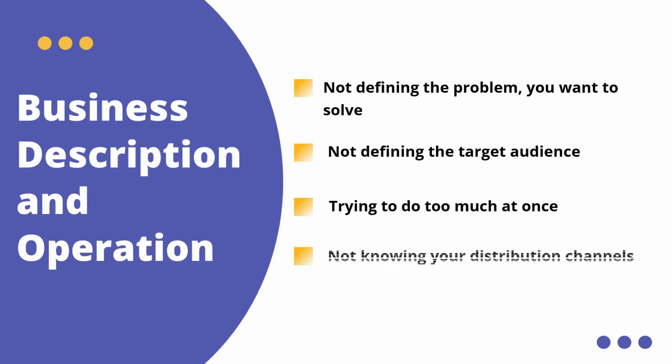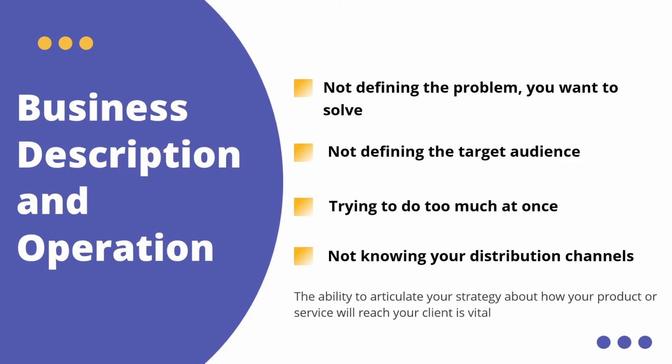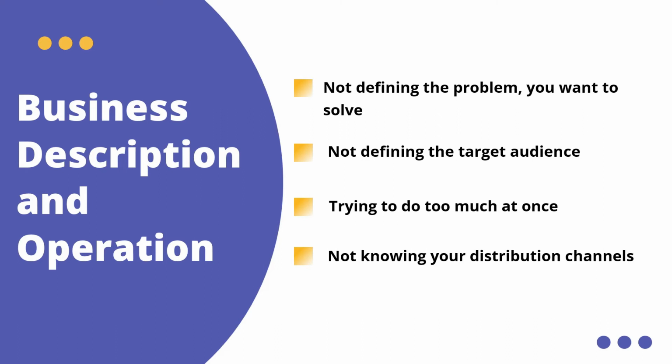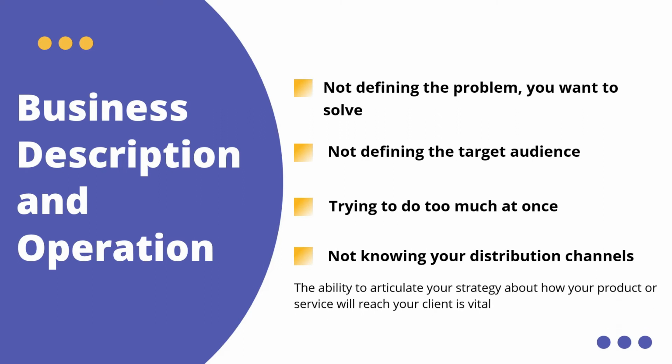And the last mistake in the business description and operation is not knowing your distribution channels. What do I mean by that? I mean, you have a great idea or you have a business already, but you are not really clear about how you are going to reach your customer or reach your target audience. So it's not all about the marketing channel, but how you are going to reach out and grab their attention. So make sure you have the ability to articulate your strategy about how your product or service will reach your client.